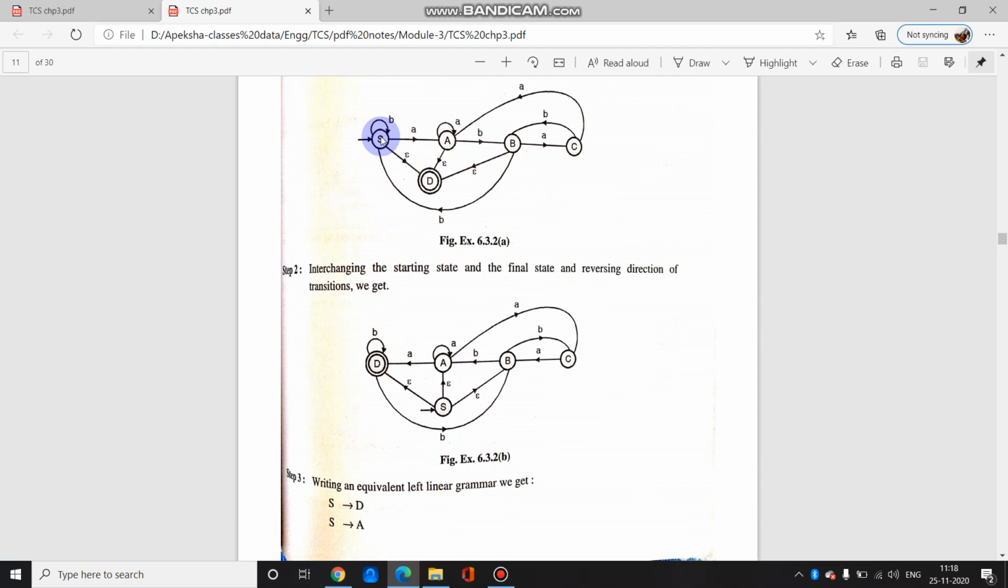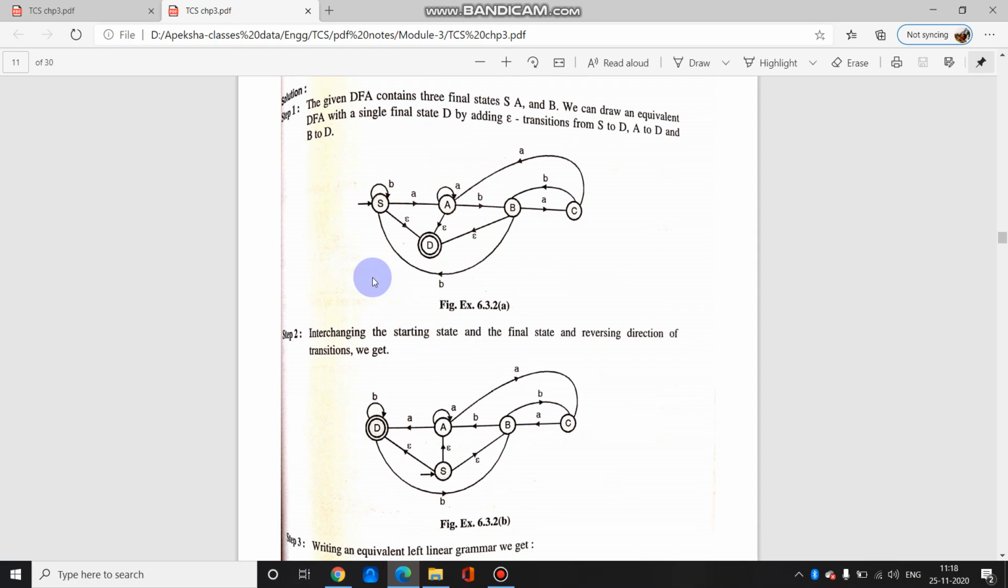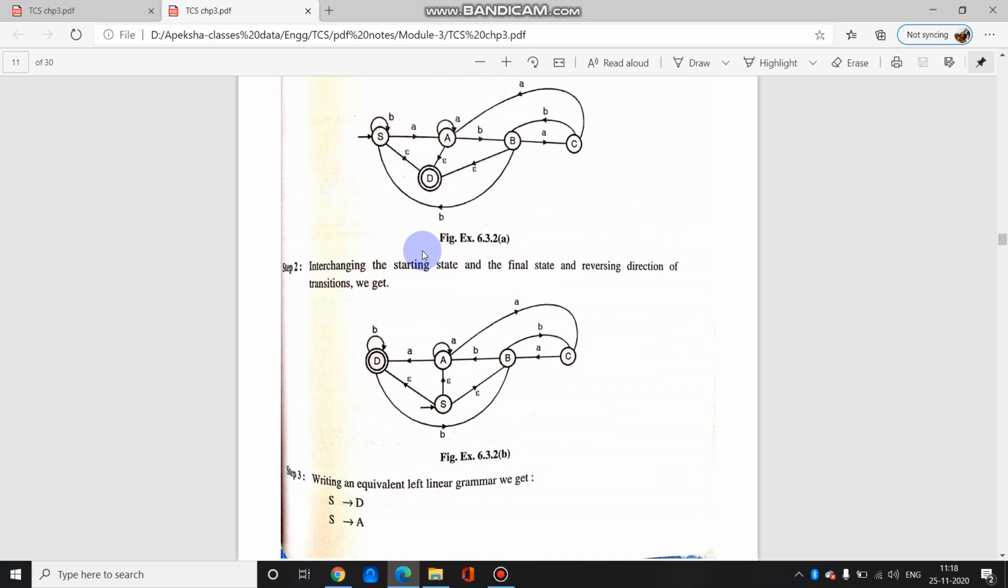See, because what we have done, क्योंकि 3 final states है उसमें से एक ही final state बनाना है तो ये final state कहीं से तो कुछ तो इनपुट आना चाहिए, इसलिए हमने क्या किया कि जो ओरिजिनली फाइनल स्टेट्स थे वहां से एप्सिलॉन ट्रांजिशंस हमने डाल दिए हैं.